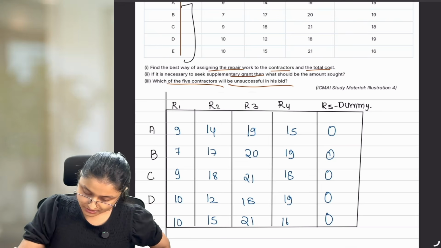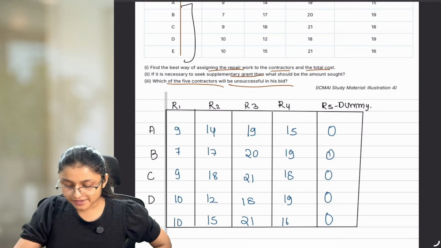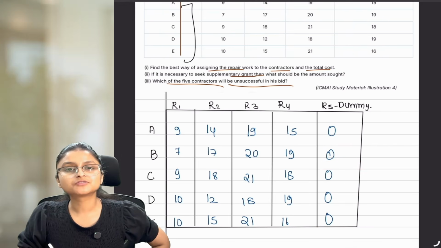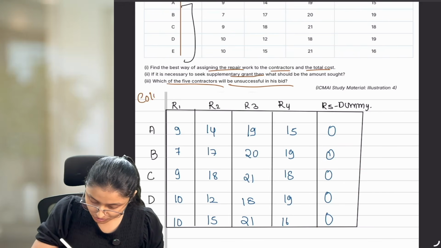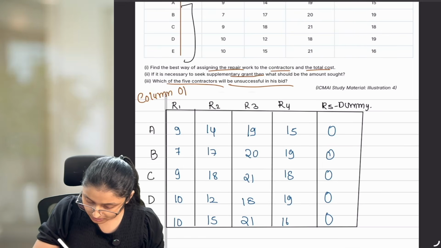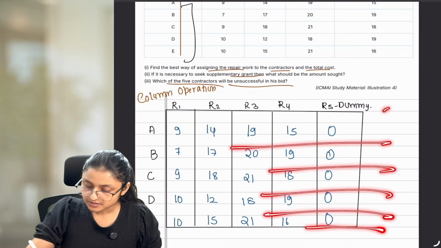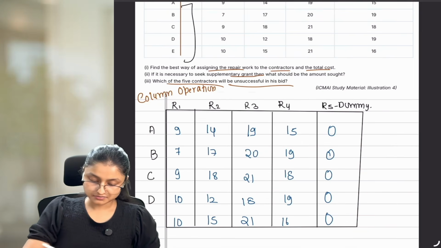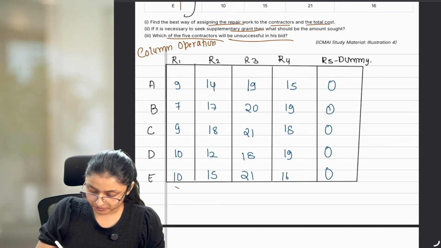Now, after this, first we have to perform row operation. But as every row has a 0, we will not perform the row operation. We'll directly move to column operation, because row operation will give you the same table only. If every row already has 0, then you will get 0 only, and hence you will get the same table. That is why there is no need for doing row operation. Directly we can move to column operation.